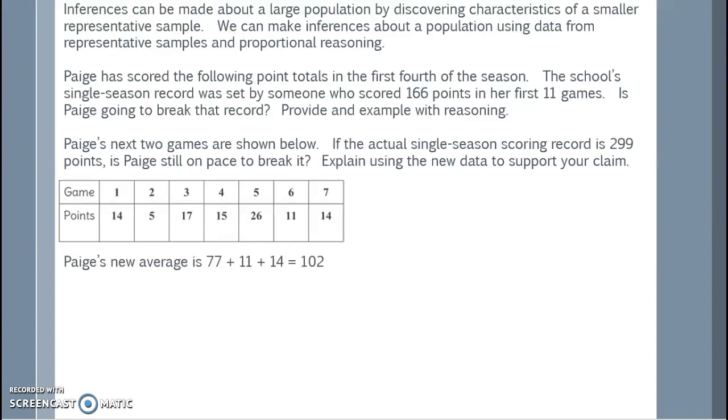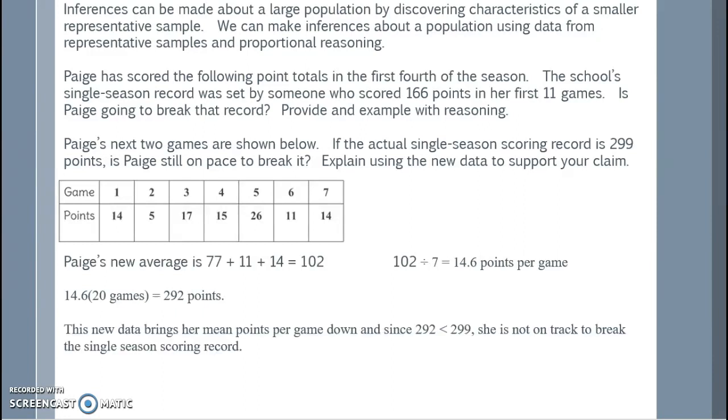Well, Paige's new total would be 77 plus 11 plus 14, so 102 points over the 7-game stretch. That says that she makes 14.6 points per game on average, or the mean. So if we were to take 14.6 times 20 games, that would give her 292 points for the season, assuming she has the same average throughout. This new data brings her mean points per game down, and since 292 is less than 299, she is not on track to break the single season scoring record.